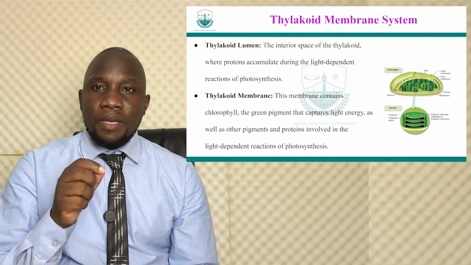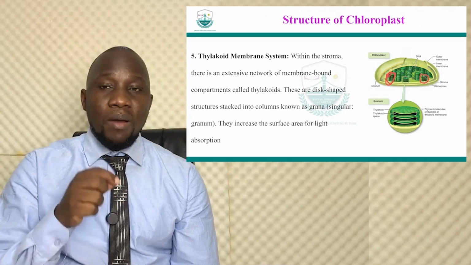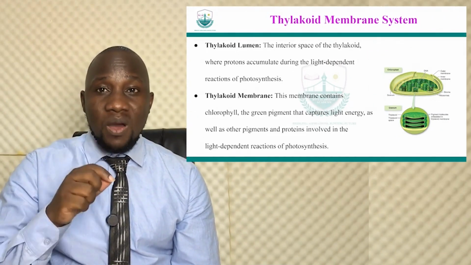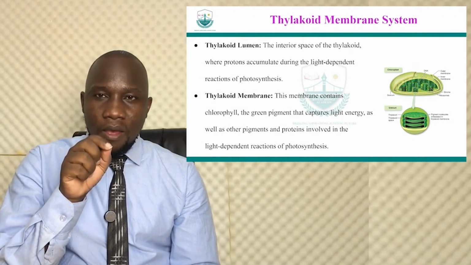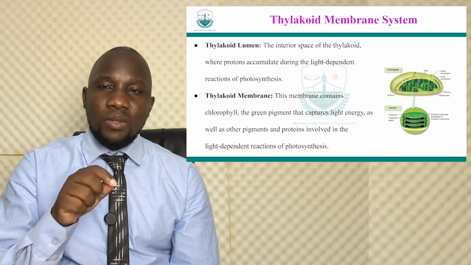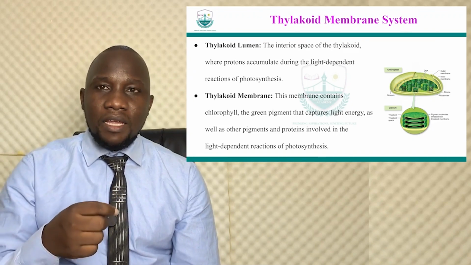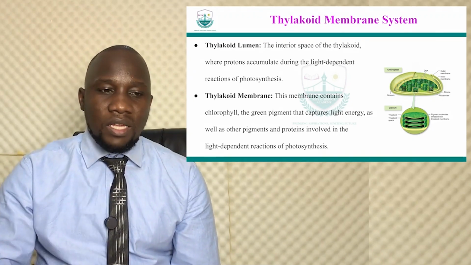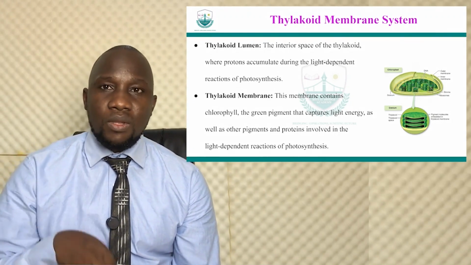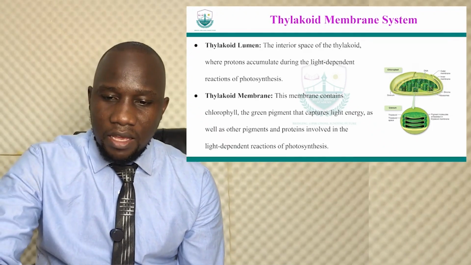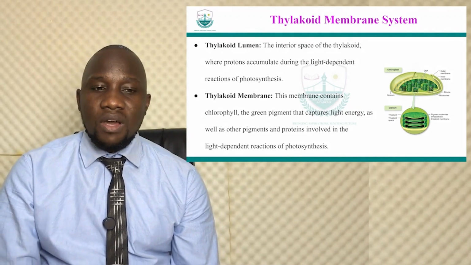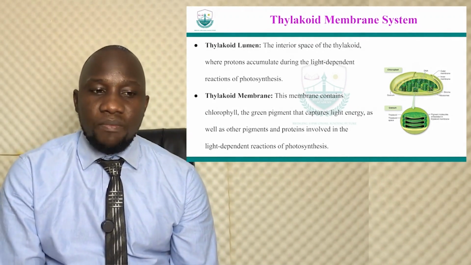So we say they are membrane bound compartments. Okay, so membrane bound compartments, meaning that we have spaces in them. So these spaces in them are the ones that we are terming as the thylakoid lumen. So inside here, you see that empty space is the thylakoid lumen. You can call it the thylakoid space.